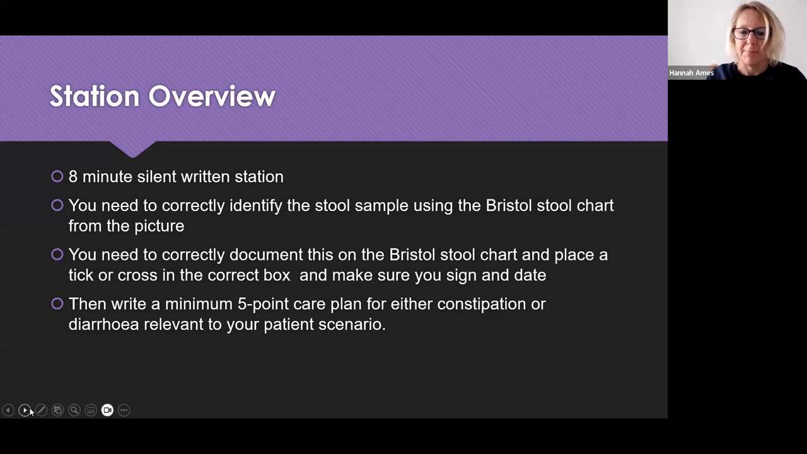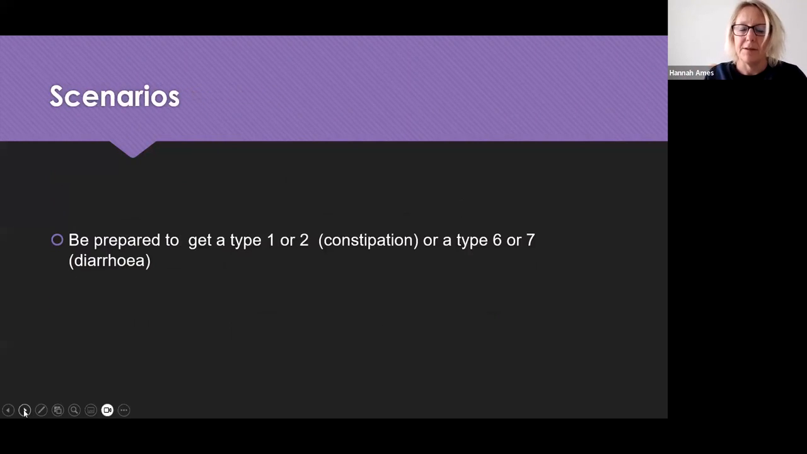And then you need to write a care plan, so the interventional part of a care plan related to your scenario. So commonly you get either a patient that's constipated or a patient that's got diarrhea. Obviously those are two kinds of problems, and you need to write some appropriate evidence-based interventions for those patients. Like I said, be prepared to get a constipated patient, so a type 1 or type 2 on the Bristol stool chart, or a diarrhea patient, type 6 or 7. The bit in between, 3, 4, 5, is maybe classified as normal, so we wouldn't really need to be writing a care plan for that patient.